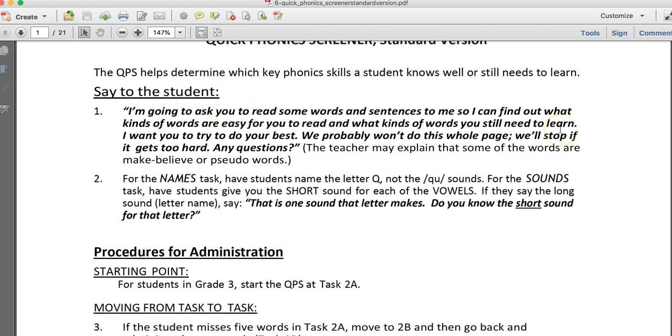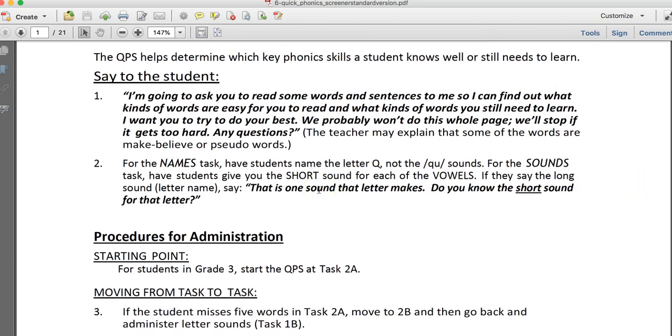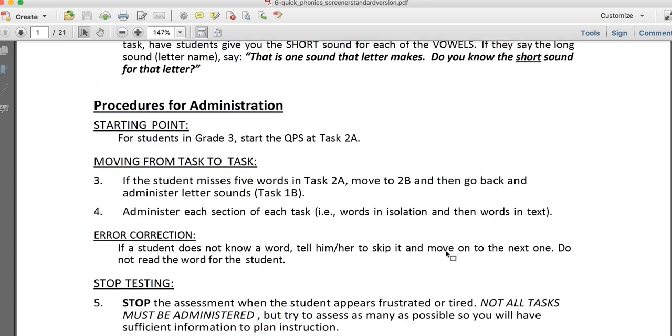This is what you can say to the student if you want to use the script. And then be sure that when they're at the names task, be sure they name the letter Q and not the QU sounds. For the sounds task, be sure it's the short sound for each of the vowels. So if they say the long sound, you can say, that's one sound that the letter makes. Do you know a short sound for that letter? Or even another sound for that letter? And hopefully they would give you the short sound.